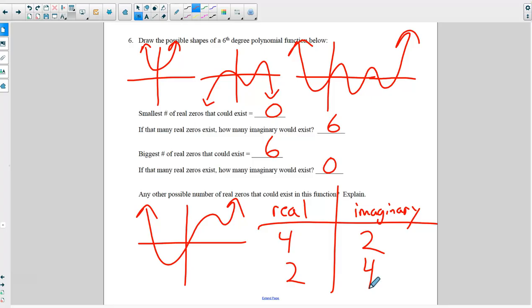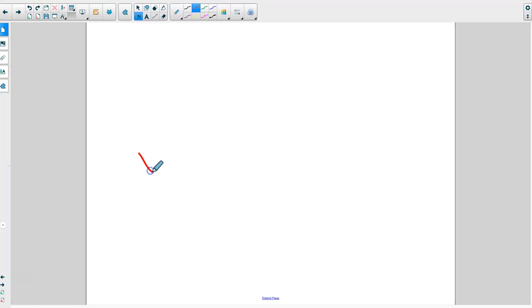Questions? You can flip the page. I'm going to ask you a question though. I have degree 100. How many total solutions do I need to have? Yeah, we need to have 100. Now I tell you that I have 20 real. How many imaginary solutions are there? 80. Okay, so use this knowledge.